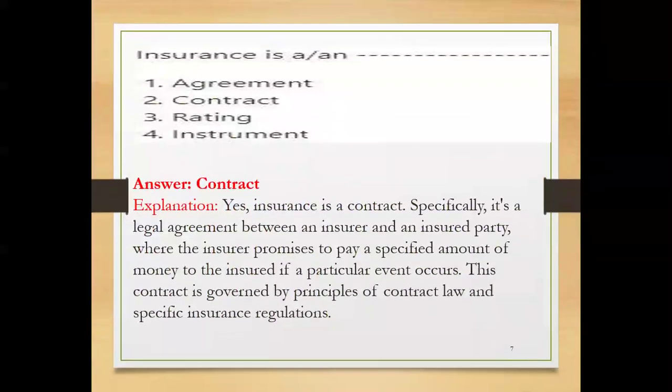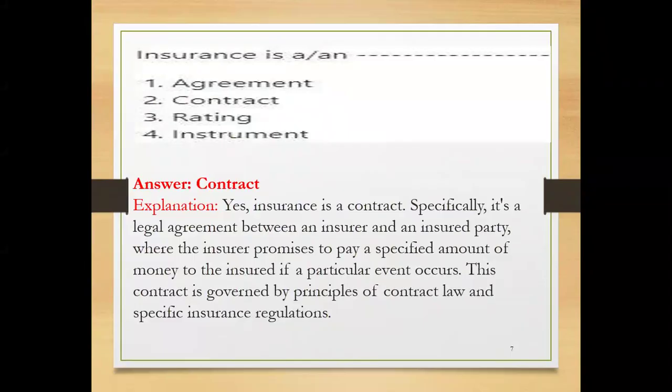Insurance is an agreement, contract, rating, or instrument? Insurance is a contract. Yes, it is. Specifically, it is a legal agreement between an insurer and an insured party, where the insurer promises to pay a specified amount of money to the insured if a particular event occurs. This contract is governed by principles of contract law and specific insurance regulations. So insurance is a contract.